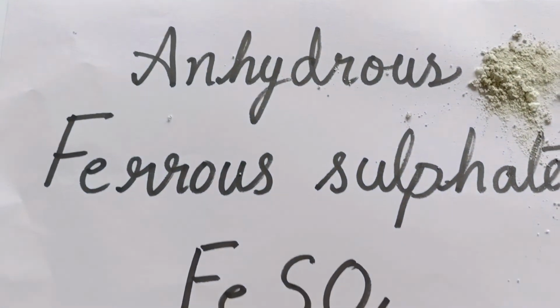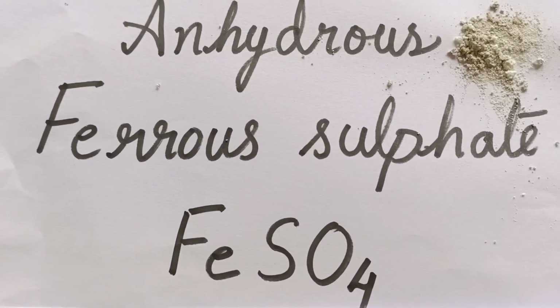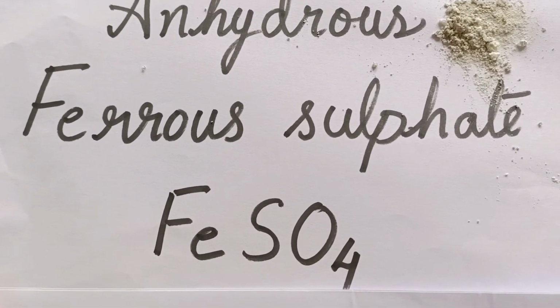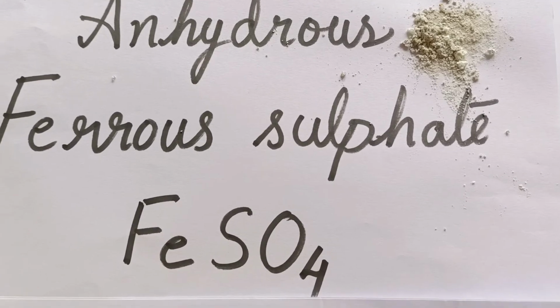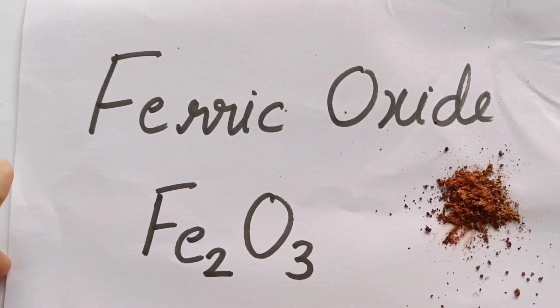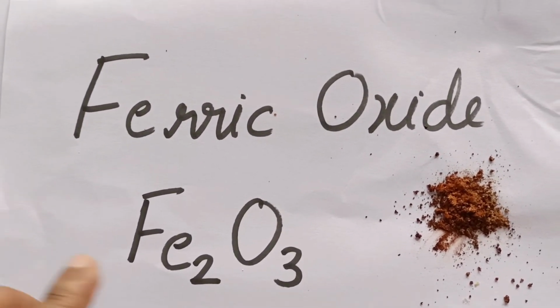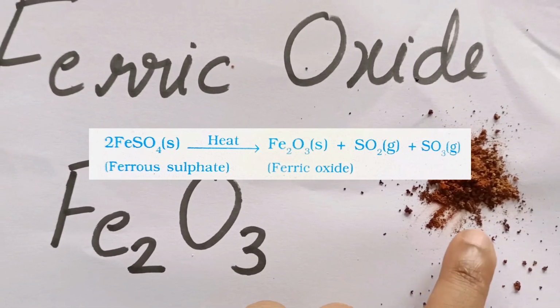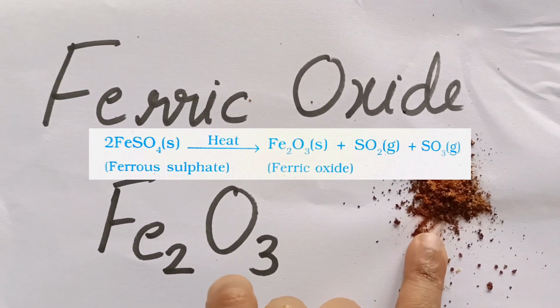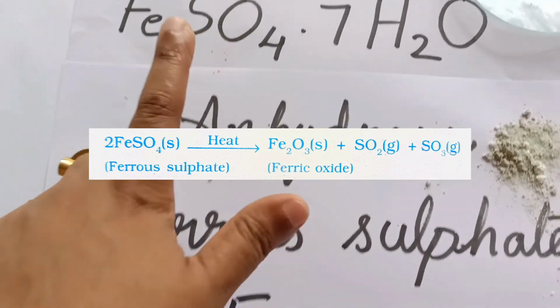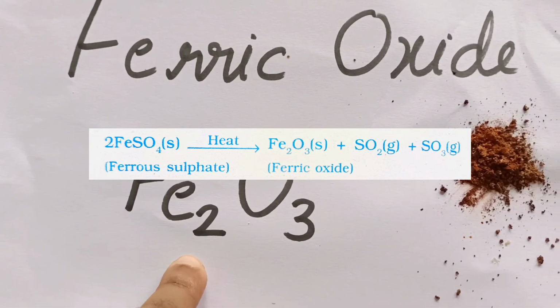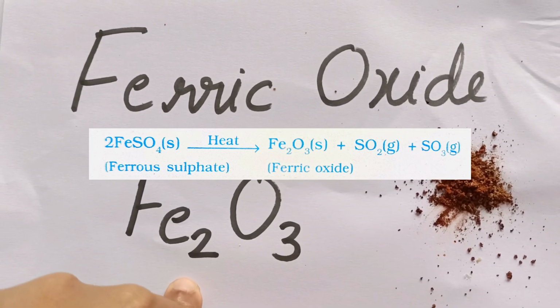Now, when we heated anhydrous ferrous sulphate, it decomposes to give sulfur trioxide and sulfur dioxide gases, along with the formation of a solid residue which is reddish brown in color, that is ferric oxide. So ferrous sulphate decomposes to ferric oxide, sulfur dioxide and sulfur trioxide gases.